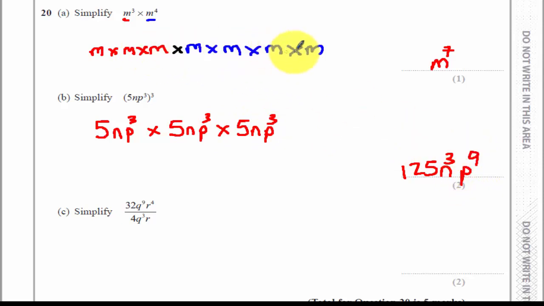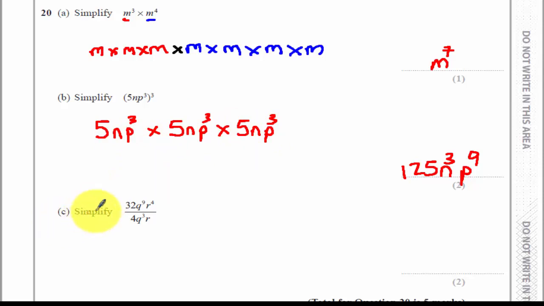We just checked here that we can add the indices when we're multiplying a letter, whether it's n or p. You could probably do this in your head when you get good at it. 5 cubed is 125, n to the power 3, and then p cubed 3 times would be p to the power 9. But I also advise you to write it out longhand just to make sure.